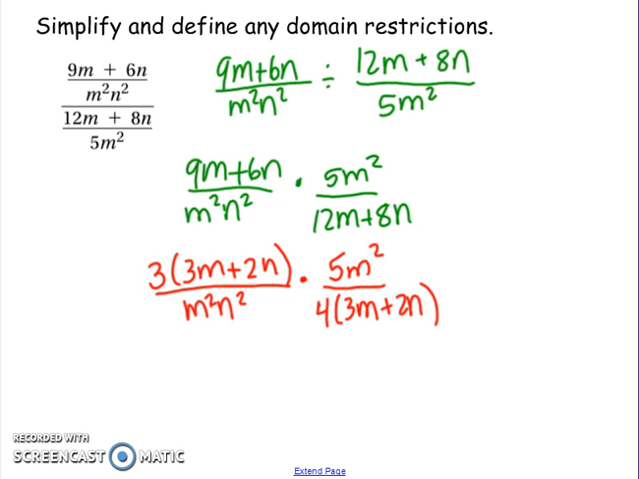From here, we can cross cancel. So the 3m plus 2n is going to be gone. And then I can get rid of this m squared and that m squared. So what I'm left with is 3 times 5 on the top, so 15, and on the bottom, I have 4n squared.